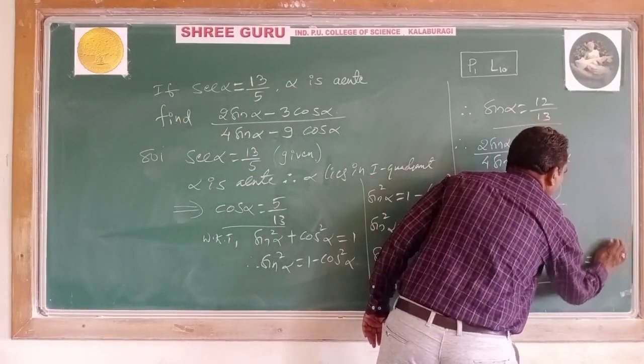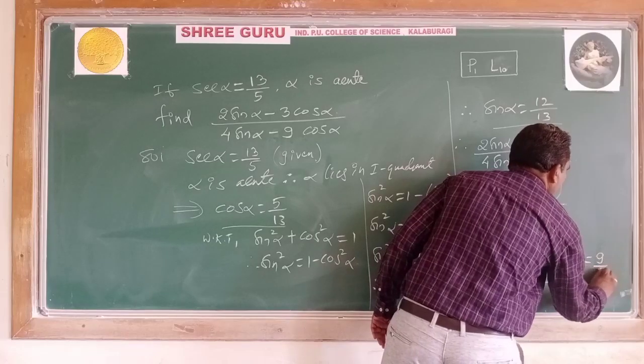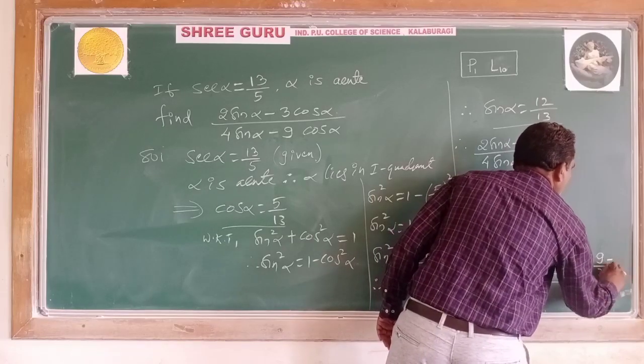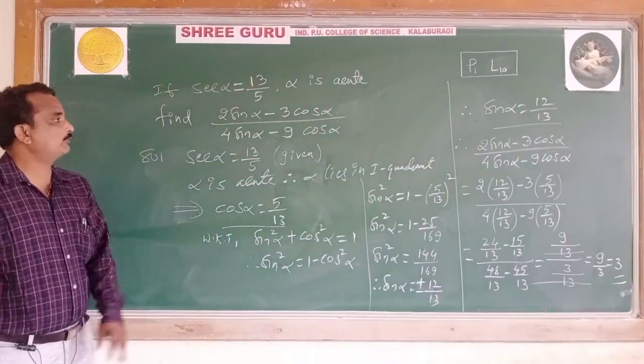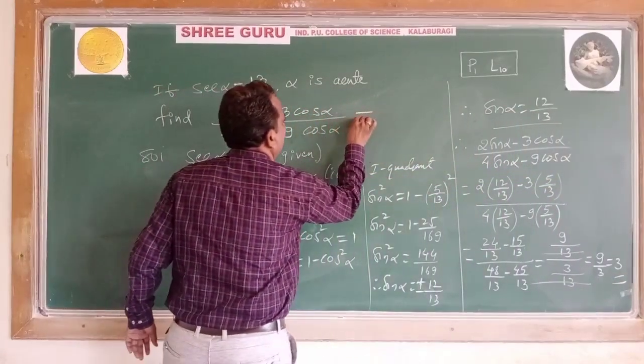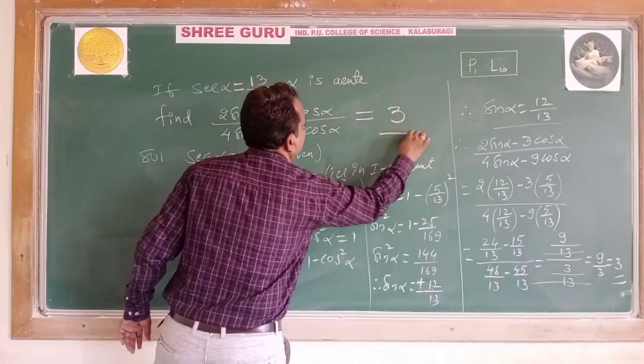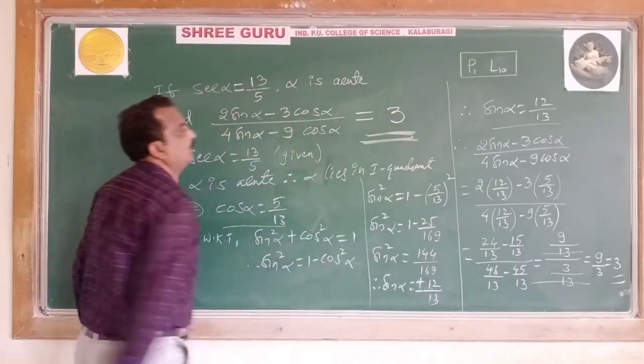What is 9 by 3, students? It is 3. Therefore, the value of this expression is 3. We have calculated this one. Is it clear, all of you, students?